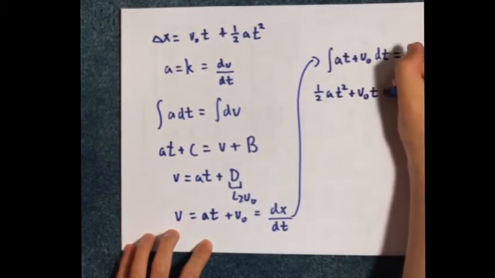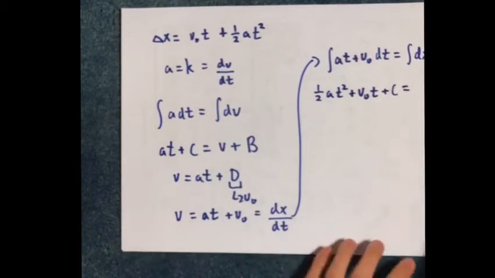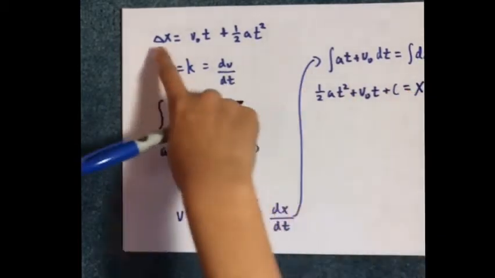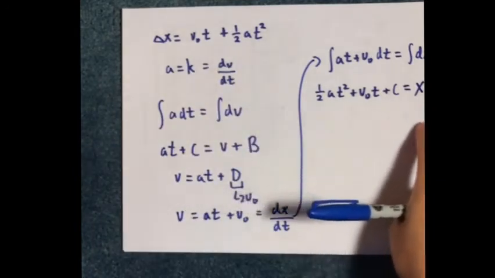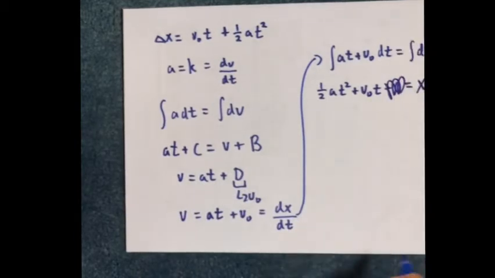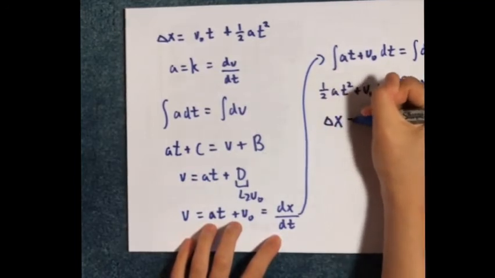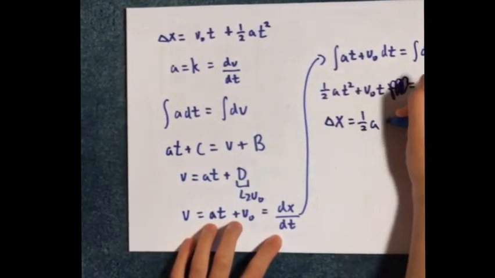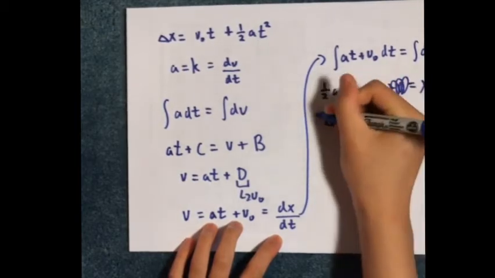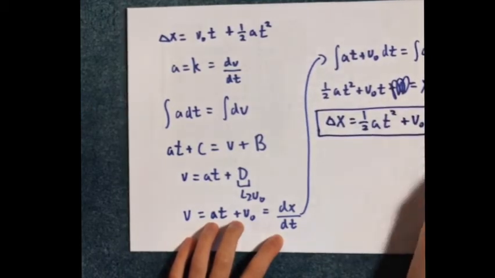Plus c is equal to x. Right, but since we're looking at displacement, we're only looking at change. You don't really need the c because we don't care about the initial value of the problem. So now you can just rewrite it as delta x is equal to 1/2 at squared plus v naught t. And that's how you derive one of our most important equations in kinematics.